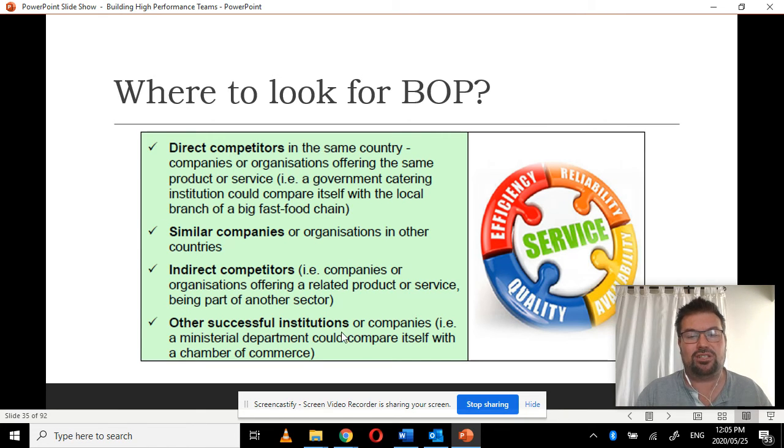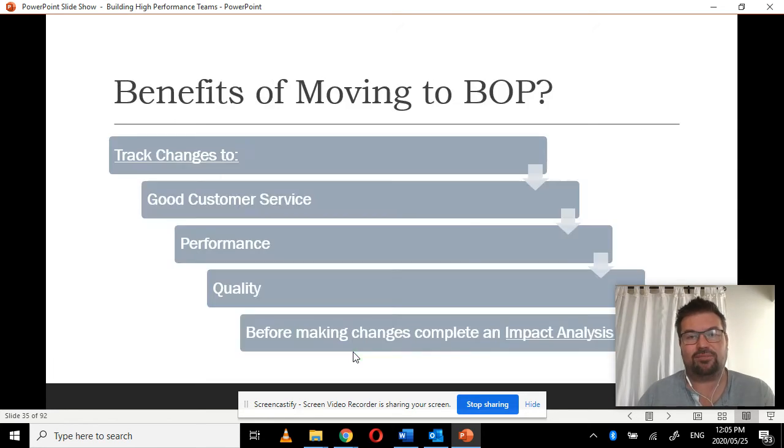And then other successful institutions. Okay, so let's take a look at how Google are doing things. Let's take a look at how Facebook are doing things. Let's see how Apple is doing things. They're not a competitor. They're not in our country, but goodness, they do some things very well. So let's take a look at the way that they do things. So we take a look at who is a successful institution. Then why should we move towards best practice?